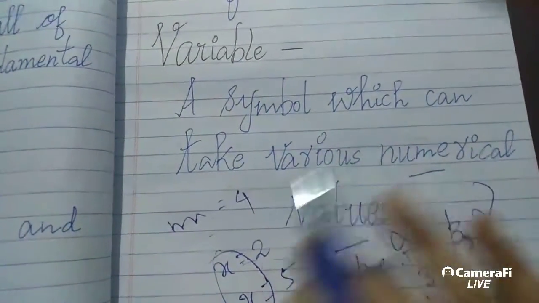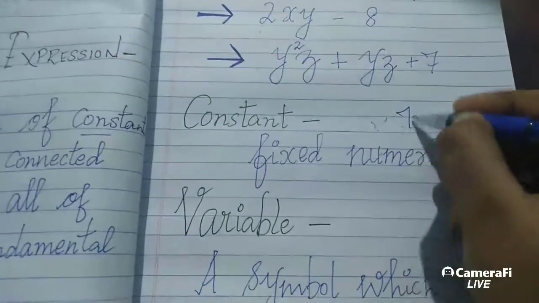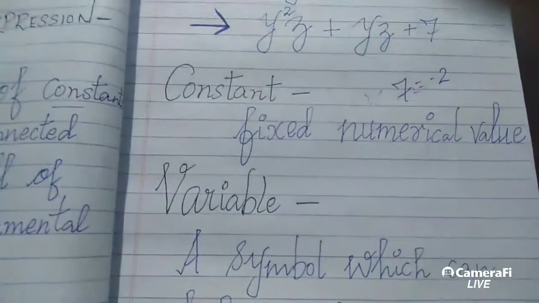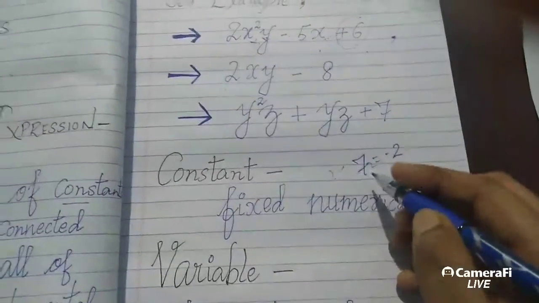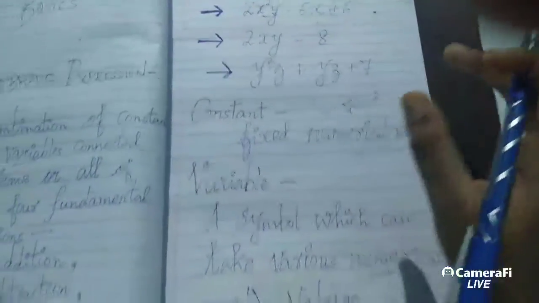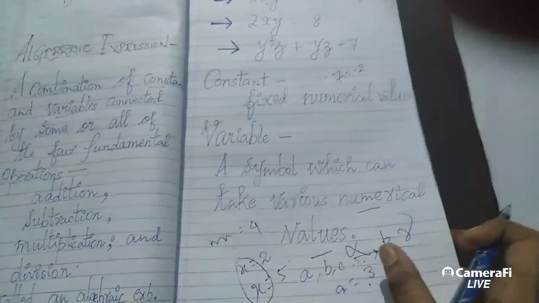But can you say 7 is equal to 2? Can you say that? No. Or can you say 7 is equal to minus 2? That doesn't happen because it is a constant. It has a fixed value of its own. I hope you have understood this. Now let me move on to the next topic.